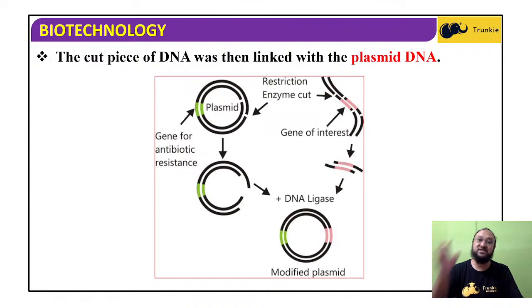The gene of interest is taken. Then it is integrated with the plasmid DNA and the gene of antibiotic resistance with the help of DNA ligase. Now the modified plasmid has been formed after this process.